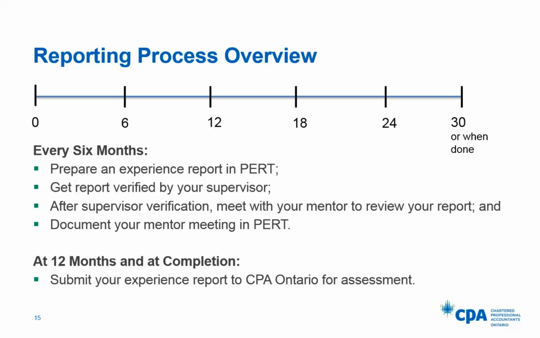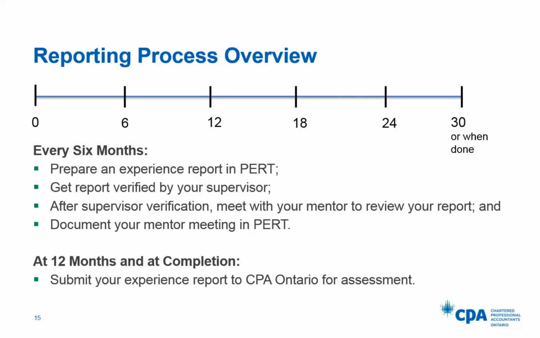So every 6 months, every student is required to prepare an experience report in PERT. Okay, so this is what we call the self-assessment that you do. So you take a look at what you've done in the last 6 months and where you are at, and prepare a report in PERT on those 6 months of experience. And you will need to send that report to your supervisor, have them verify the work that you've put down, that you've done there. So we do need the supervisor to verify the accuracy of the tasks that you've listed that you have actually performed.